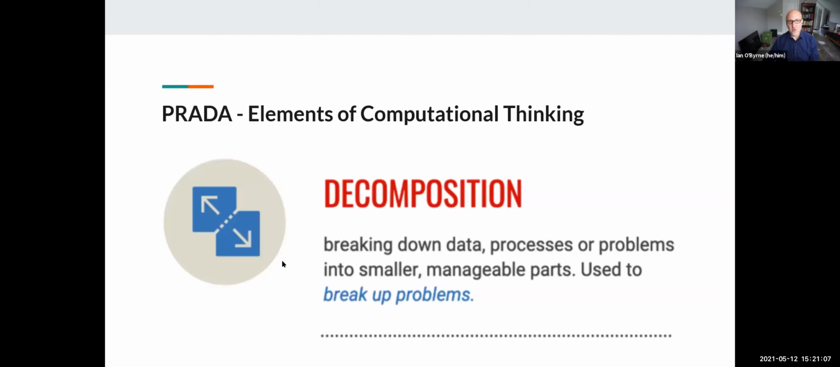Decomposition. So decomposition is where we'll break down the data, processes or problems into smaller manageable parts. And basically the important part is in blue again, we're using this to break up the problems because human beings, for the most part, don't like handling deep, complicated, multifaceted problems.